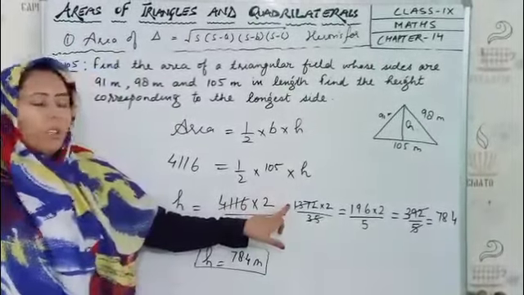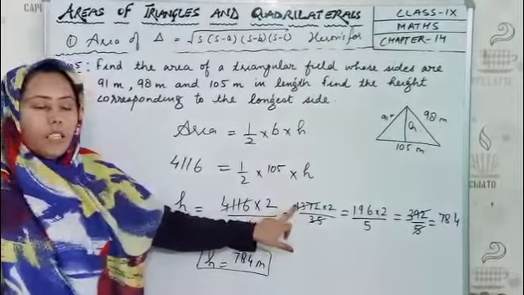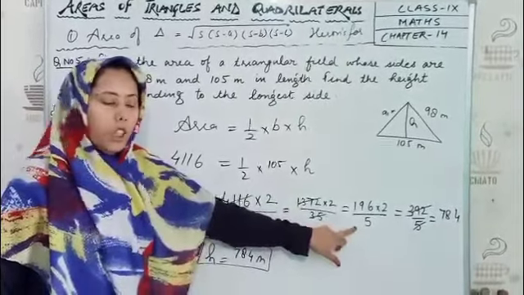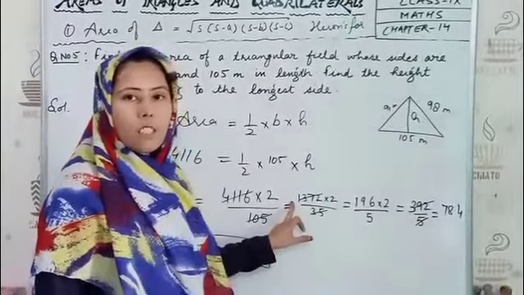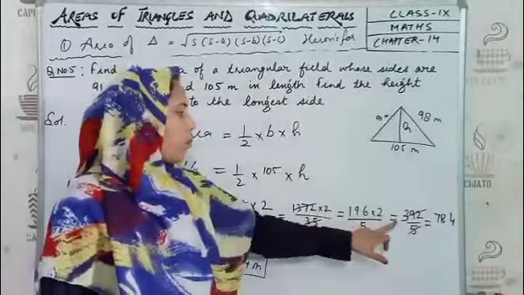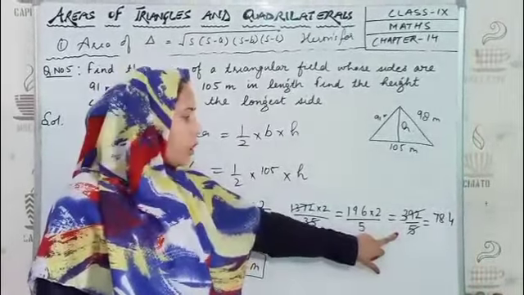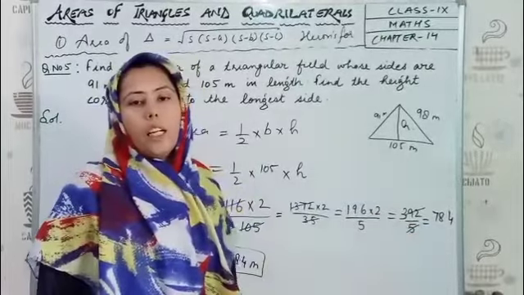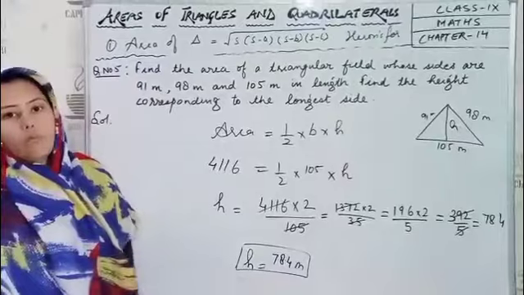Here you will get 1372. They both will cancel by 7. 7 5s are 35 and 7 196s are 1372. When you multiply, you will get 392 divided by 5. So it is not divisible further. So here you will get 78.4 meter, that is the height.